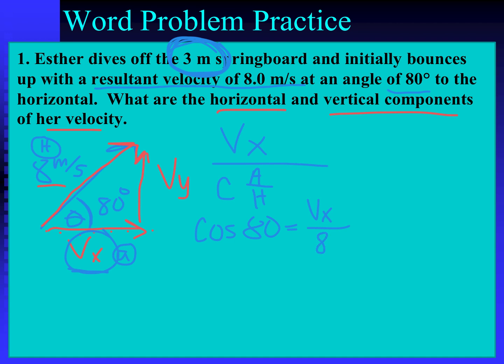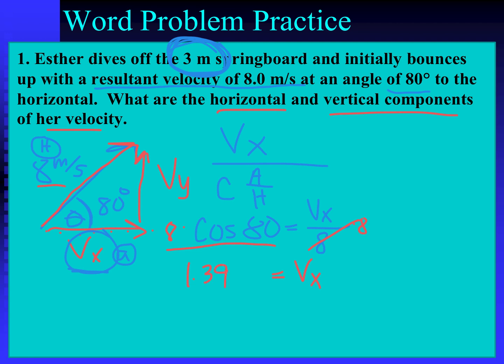Now that I have that, I just need to use my algebra. I'm going to multiply both sides by 8, get rid of 8. So my velocity in the x direction is really just equal to 8 times the cosine of 80. So I would literally just type that into my calculator. 8 times the cosine of 80, and I end up getting about 1.39.